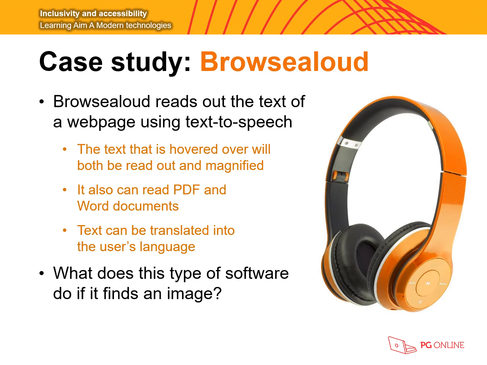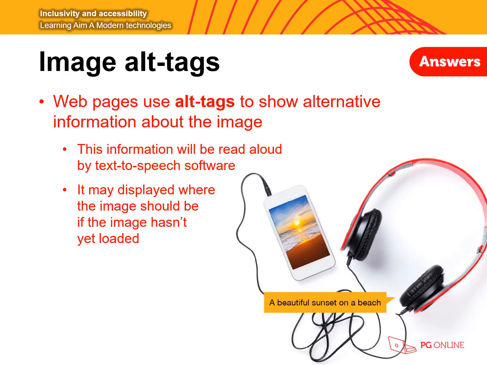What does this type of software do, though, if it finds an image? Have a think. When text-to-speech software is used and an image is located, it uses something called image alt tags. Now, web pages use alt tags to show alternative information about the image. As you can see in the example, the picture on the device has a caption, "A beautiful sunset on a beach." So therefore, if the person could not see the picture on the device, they could be read out the description and understand what picture was currently on the screen.